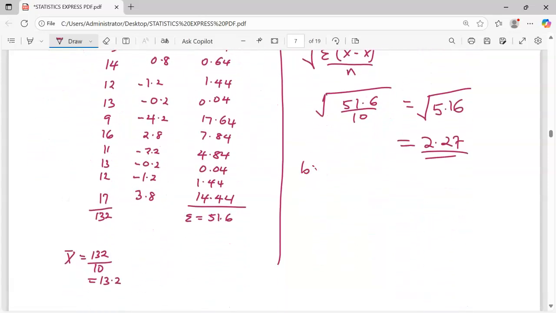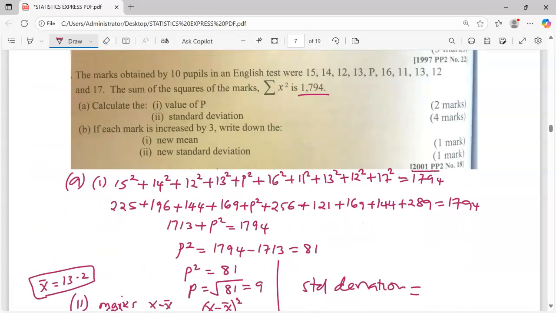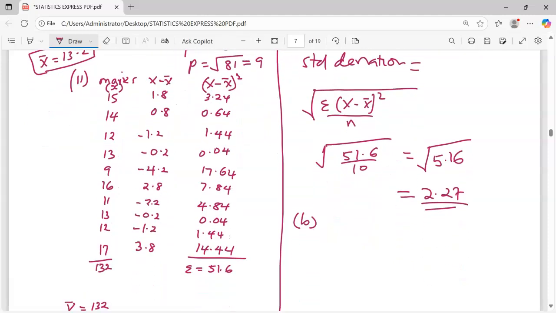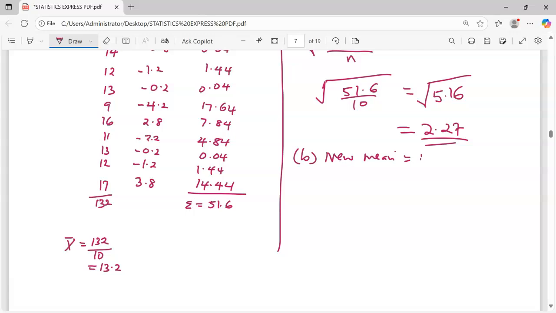So B, we are told that each mark is increased by 3. Write down the new mean. We have two ways of getting the new mean. The new mean will be obtained by the old mean, which was 13.2. We add 3, and this is going to give us 16.2 as the new mean.